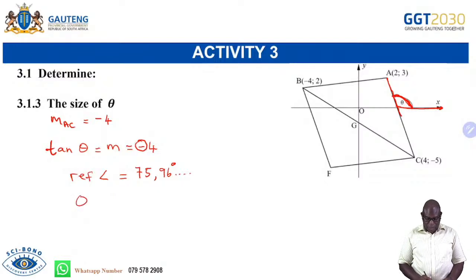So my theta will be, I'll go to my calculator and say 180 degrees minus the reference angle. So it will be 180 degrees minus the reference angle. Then the answer that I'm going to get now is the correct value of theta.